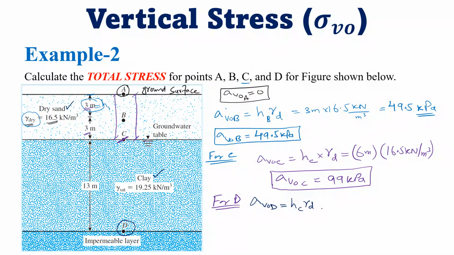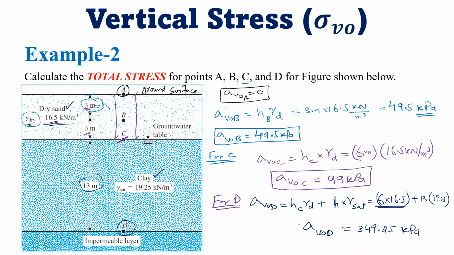This will be HC gamma D plus the depth till D from C, because we have considered the top depth. Now we will take the depth from C to D, which is 13 meter. We'll write it as H, times gamma saturated. So HC is 6 meters times 16.5, plus 13 times 19.25. We have calculated the first part as 99, and 19.25 times 13, and the answer will be sigma V naught D is equal to 349.25, and the unit of stress will be kilopascals.